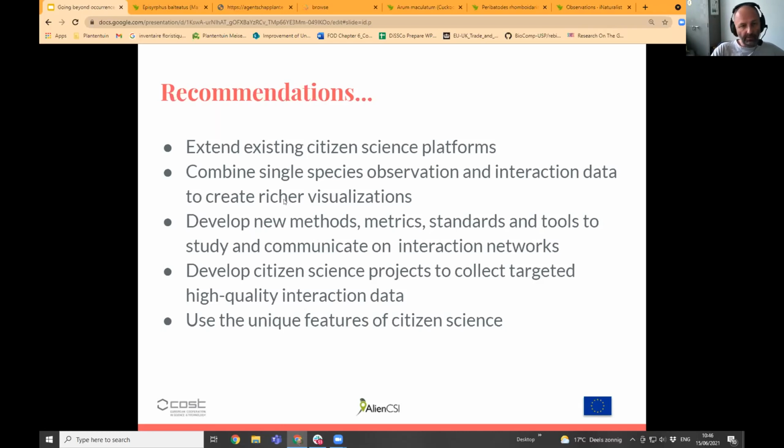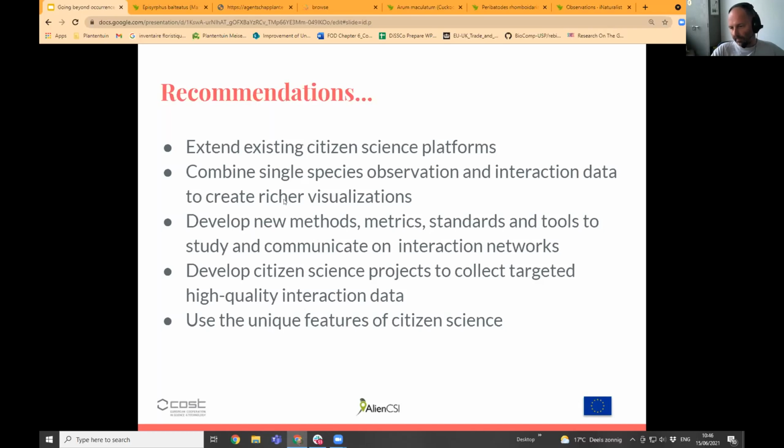There's a lot we can do by combining individual observations of single organisms with interaction data from elsewhere. But there's a lot of work we need to do to try and put this in an understandable format. And I think that's really it.